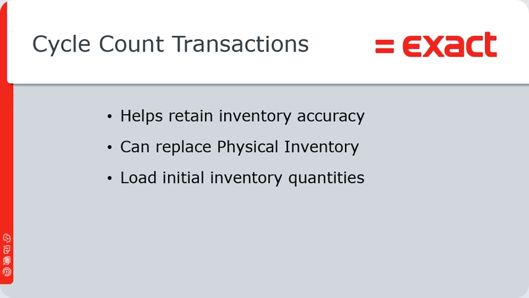So why do we do cycle counts? It helps us maintain inventory accuracy through regular cycle counting. A good cycle counting program can negate the need for physical inventories. The easiest way to enter beginning on-hand inventory balances is to cycle count the existing stock and enter it into the system using the cycle count transaction.